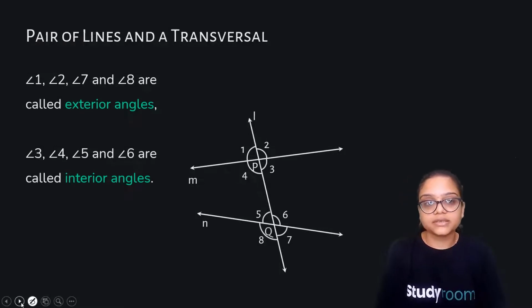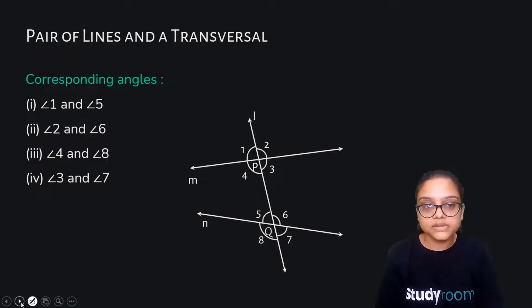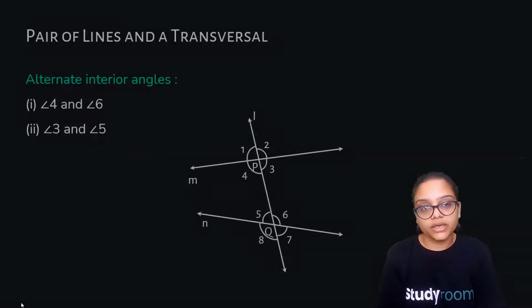When it intersects, angles 1, 2 and 7, 8 are called exterior angles since they are on the outer side, and angles 3, 4, 5, 6 are called interior angles. Also, corresponding angles are defined: 1 and 5, 2 and 6, 4 and 8, and 3 and 7. So these are called corresponding angles.